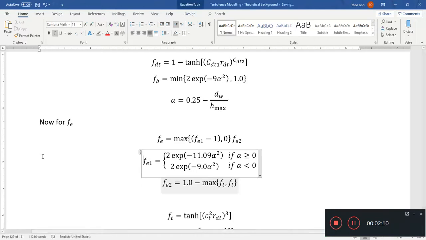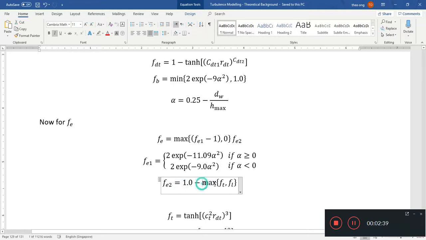Next, FE1 remains the same. It's 2 times exponential of minus 11.9 alpha square, if alpha is more than or equal to 0, where alpha is this function here. If it's less than 0, it'll take this expression, 2 times exponential of minus 9 alpha square. Same thing as before. FE2 is still the same.